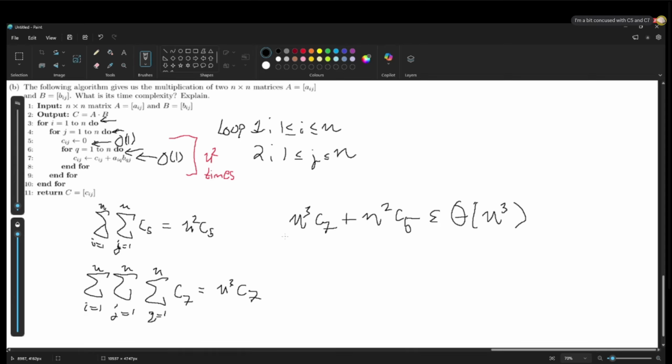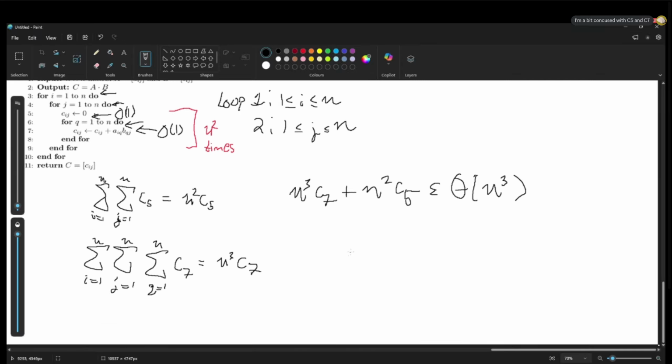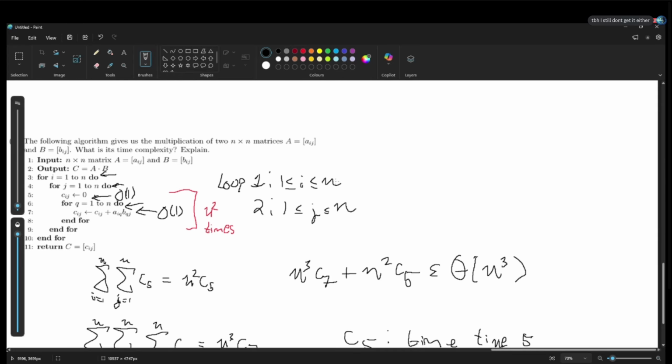Yeah. Now, for more complicated, I'm a bit confused with C5 and C7. Sorry, C5 represents the time to execute line 5. And then C7 represents the same thing. It's simply the time to execute, right? Because it takes a certain amount of time to put something in a register.